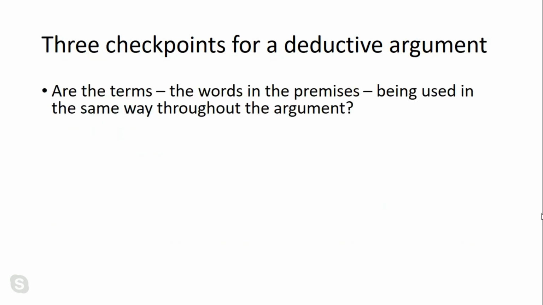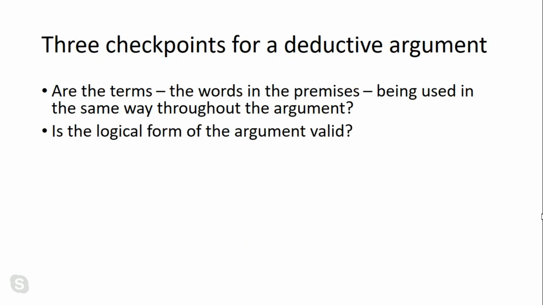In a previous talk that Cameron and I recorded, I went over 3 checkpoints for deductive argument. I'm just going to do that again really briefly here. We need to make sure when we're making such arguments that the terms are being used the same way throughout the argument. The terms are just the words that are used in the premises, and in particular the non-logical words that give it its content, that flesh out that structure.